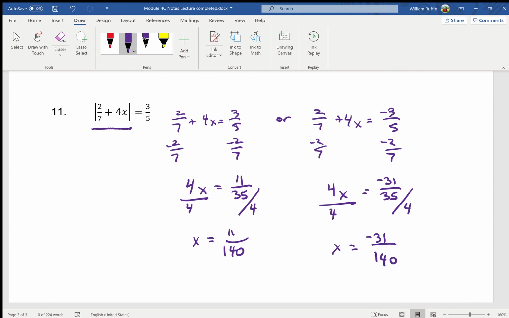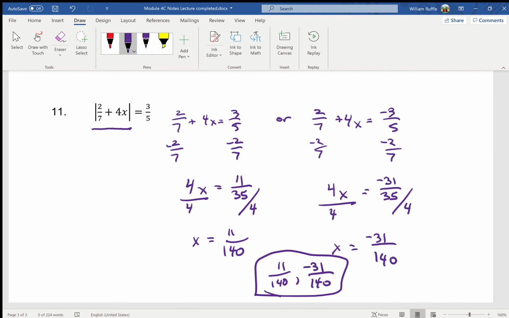I know those two answers are kind of crazy, but that's literally what you're going to type in: 11 over 140, comma, negative 31 over 140. Those are my two answers. It's just like all the other ones. They're a little weird, strange answers, but that's fine.